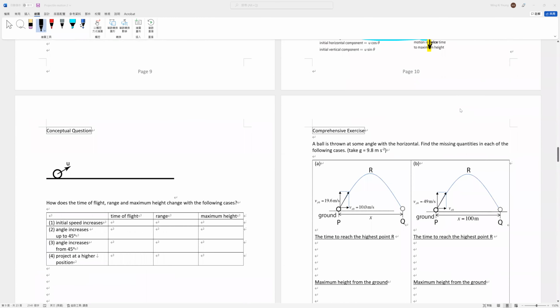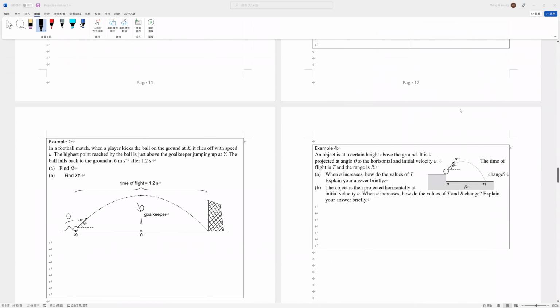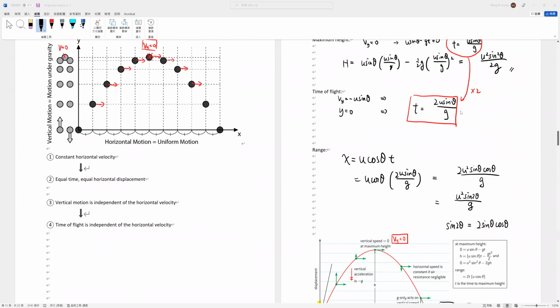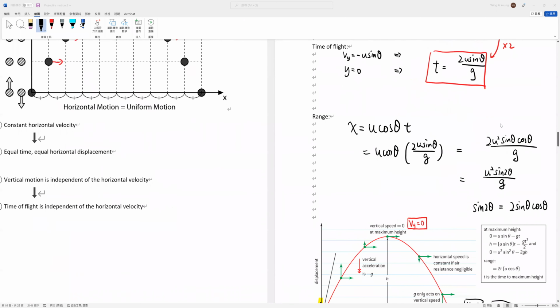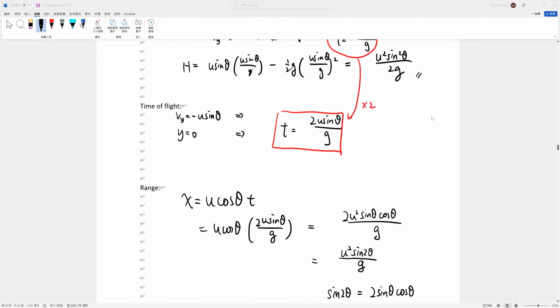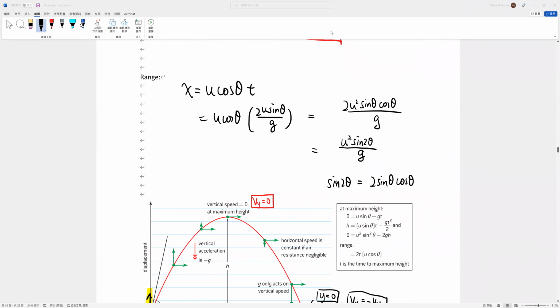In general, that's the end of the part for DSE. Now we can take a look at something else. By looking at this formula, can you tell me what the maximum range is? When will the range be maximum? When the initial velocity is highest. Yeah, when the initial velocity is as large as possible, then the range will be as large as possible.